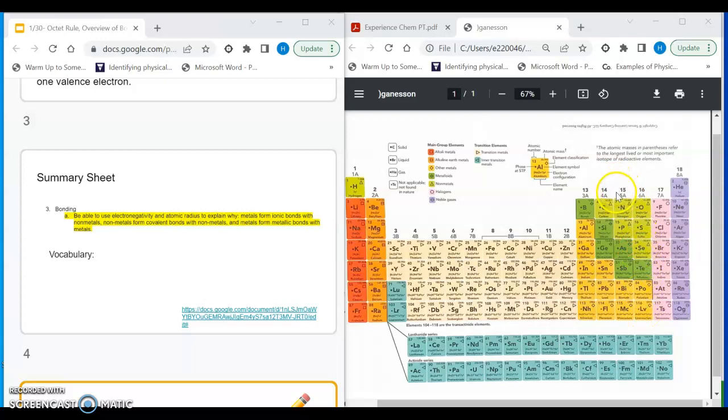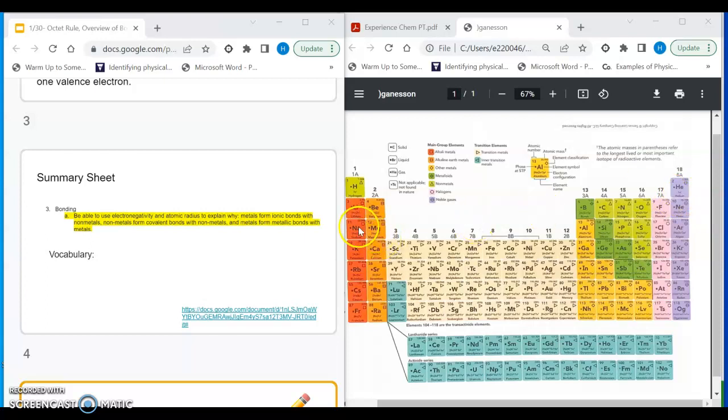Everything in nitrogen's group has 5. Everything in oxygen's group has 6. Everything in the halogens, this pink group, has 7. And then here in the noble gases, they mostly have 8. The one exception is helium, which has 2, and that fills its shell.